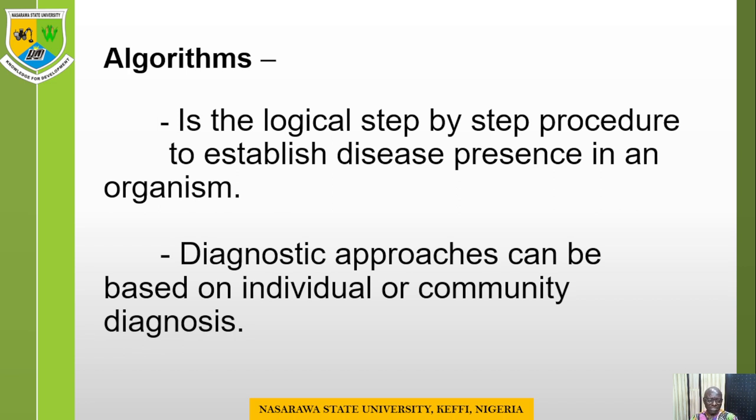Now, diagnostic approaches can be based on individual or community diagnosis. What do I mean? As an individual, as a person, and as a whole, because in most cases you could discover that chemotherapy comes up where an ambulatory clinic is embarked upon. People can be treated, people can be vaccinated community by community to wipe away, prevent and stop the infection of certain pathogens ahead of time, or those which are current and recurrent, and maybe sudden occurrences of infection. So diagnostic approaches can be based on individual or community basis.